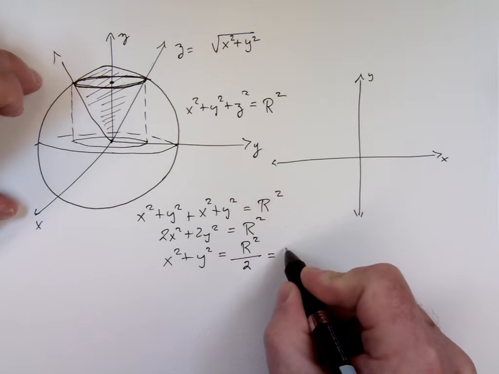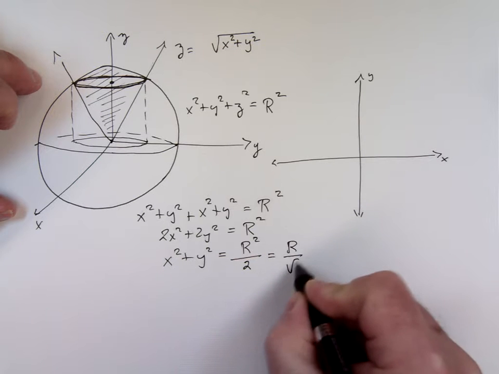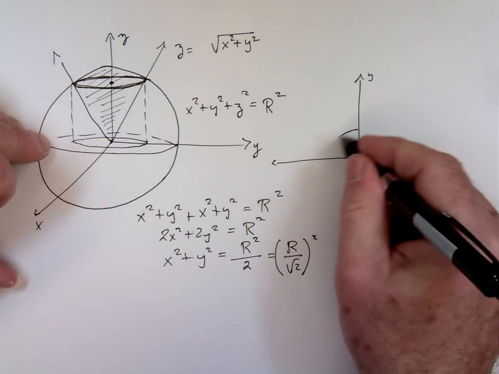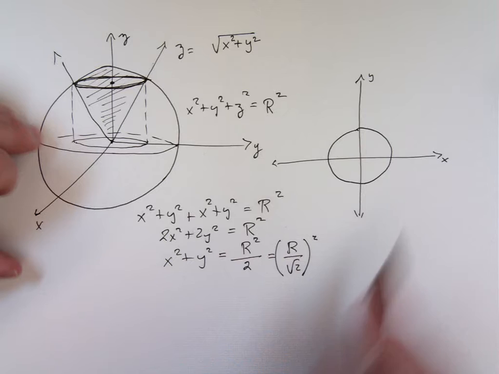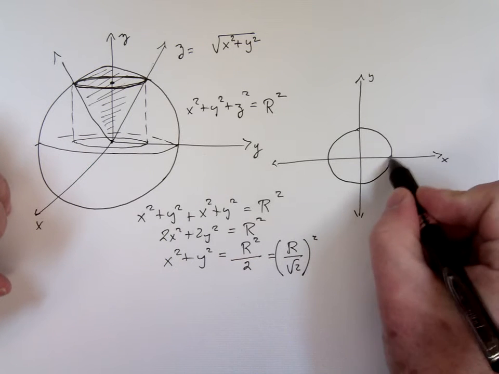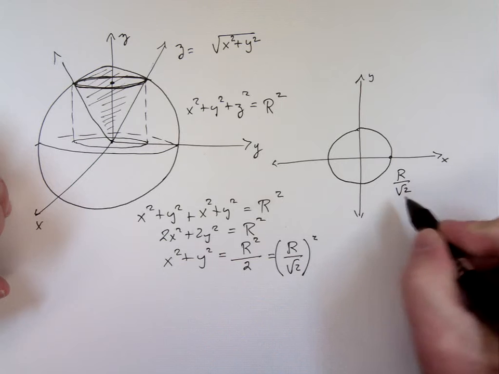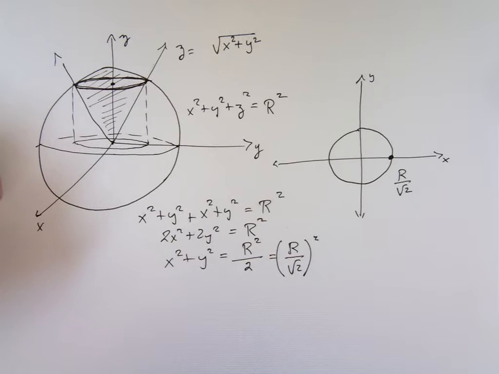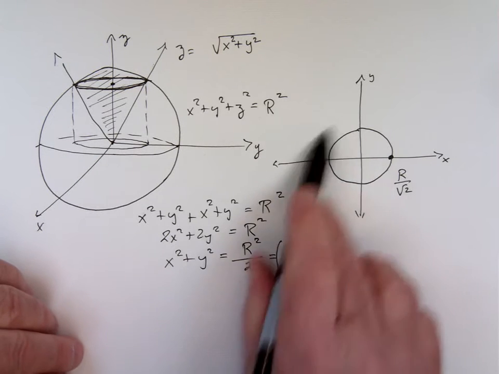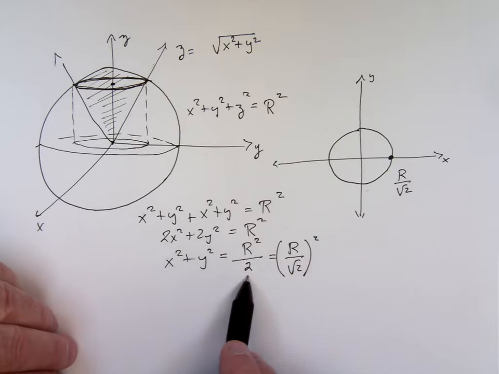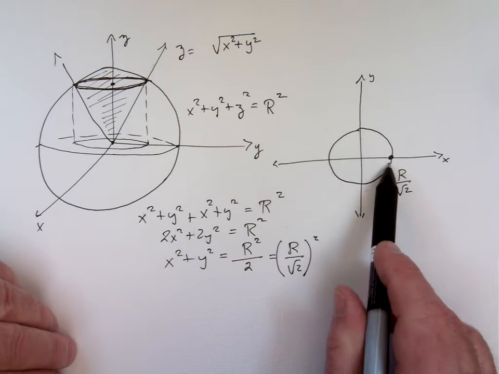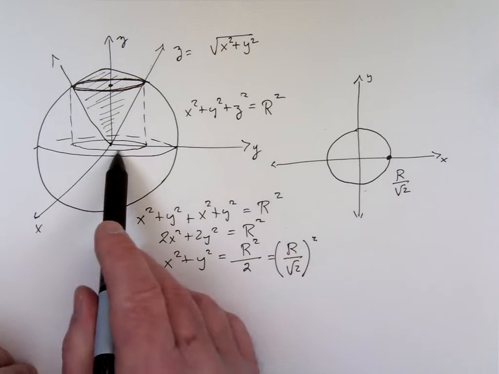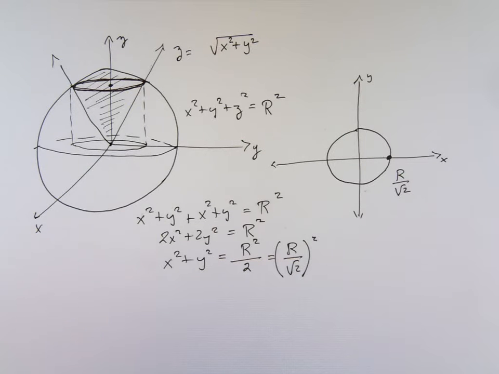Or r over the square root of 2, squared. Okay? In other words, this is a circle in the xy plane whose radius is r over the square root of 2. Okay? That's what this point would be right here. Okay, you with me on this? So, the equation of this circle, x squared plus y squared equals r squared over 2, has a radius of r over the square root of 2. That's this circle right here, the intersection, down at the xy plane. Okay? You with me so far?